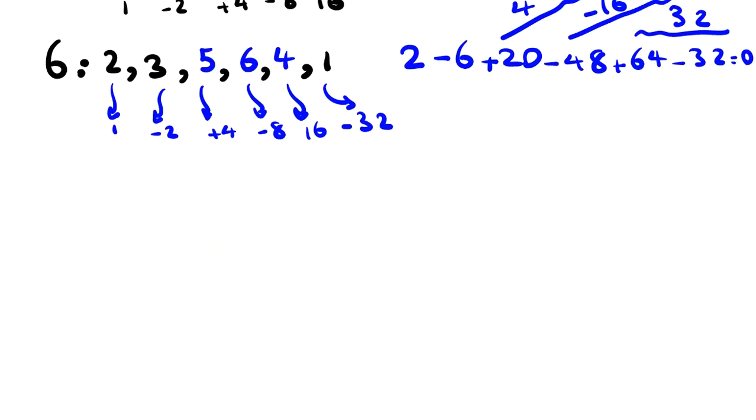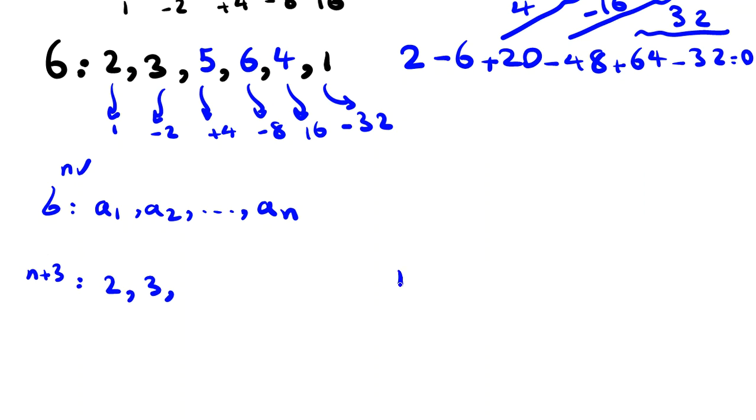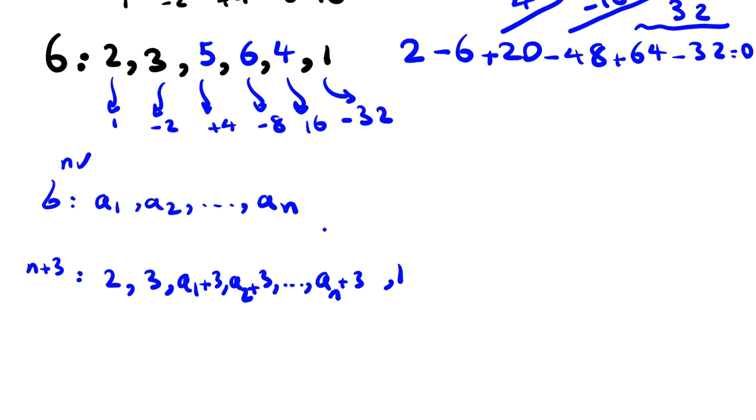Now we understand that if our permutation, for example sigma, for n is a1, a2 to an, we want to find one for n plus 3. For n plus 3, we consider what? 2, 3, 1, and we add 3 to the rest. Because they are 1 to n, they start from 4 to n plus 3. So a1 plus 3, a2 plus 3, to an plus 3. Now I want to prove that it is equal to 0.